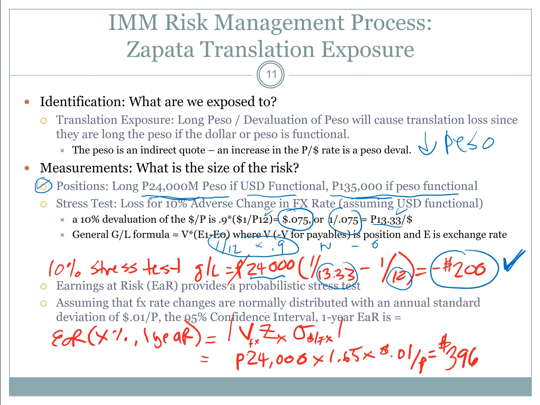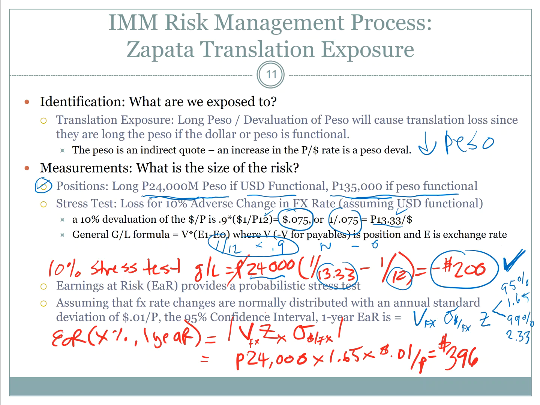risk number, EAR. The formula is going to be my V, which is my foreign currency, times the standard deviation of the currency in dollars, say dollar per peso, times Z. Z is a value based on the confidence interval of this EAR. It'll either be a 95% confidence EAR, which means Z takes on the value of 1.65, and that comes from a standard statistic for normal distributions, or if it's a 99% confidence interval EAR, it turns out to be 2.33.